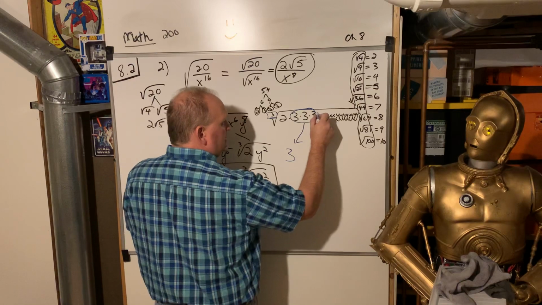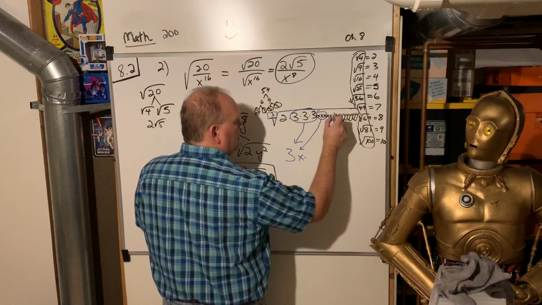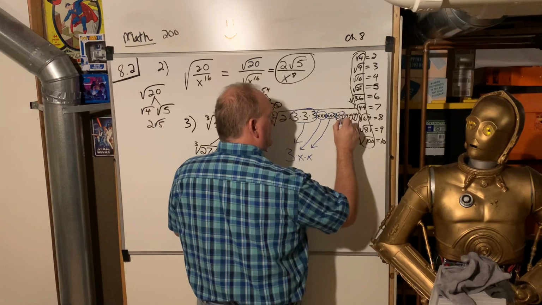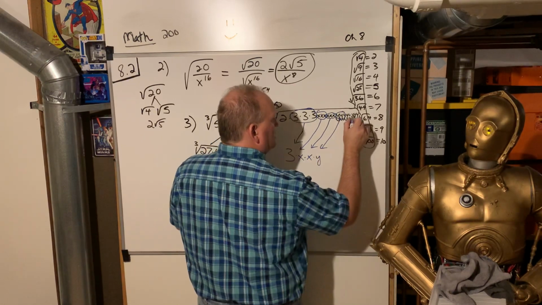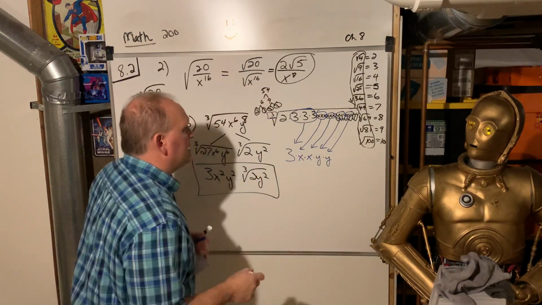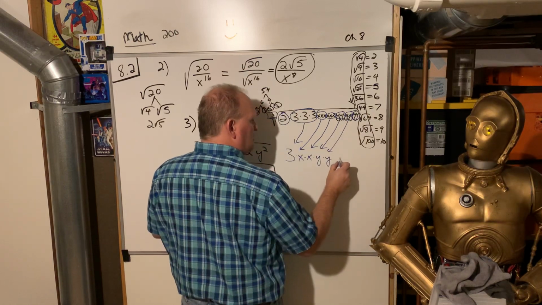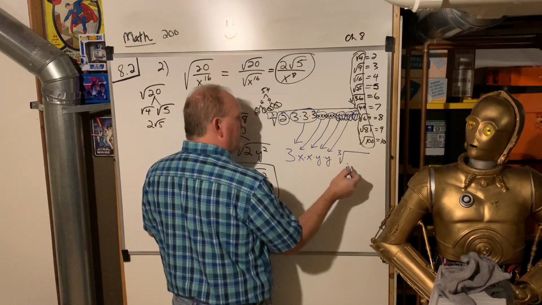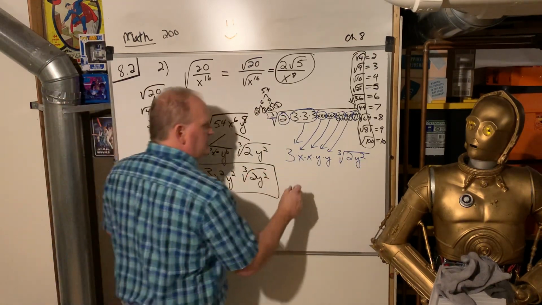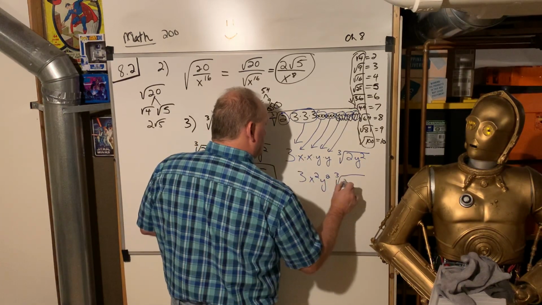So 3 of them, but it's not a happy story. Only one lives. 3 X's, only one lives. Another 3 X's, only one lives. 3 Y's, only one lives. Another 3 Y's, only one lives. And now who's left stuck in prison? The number 2 is, and 2 Y's are. So it's the cube root, don't forget the cube part of it, of 2 Y squared. And then we've got to multiply this back in. So 3 X squared, Y squared, cube root of 2 Y squared.